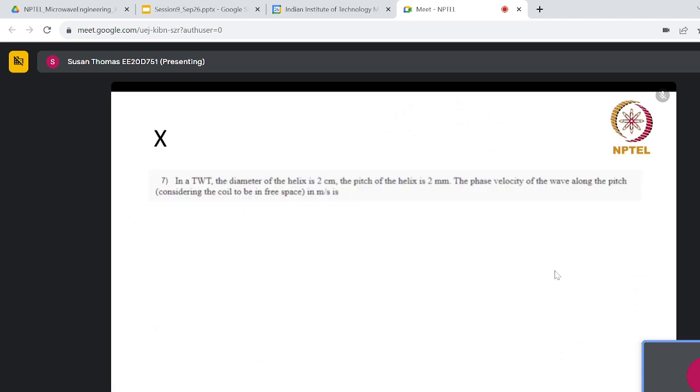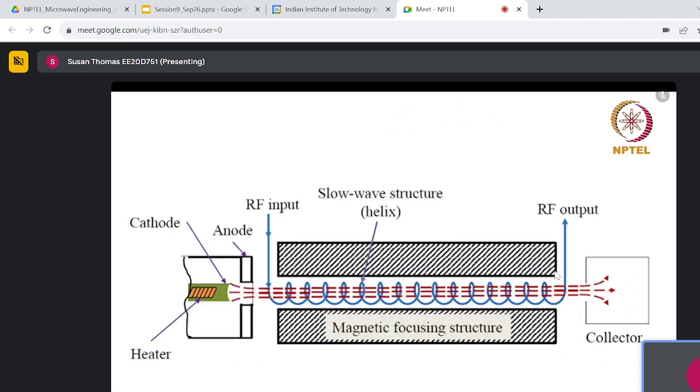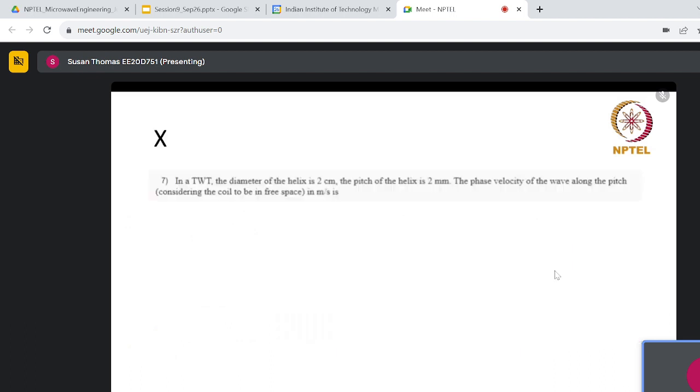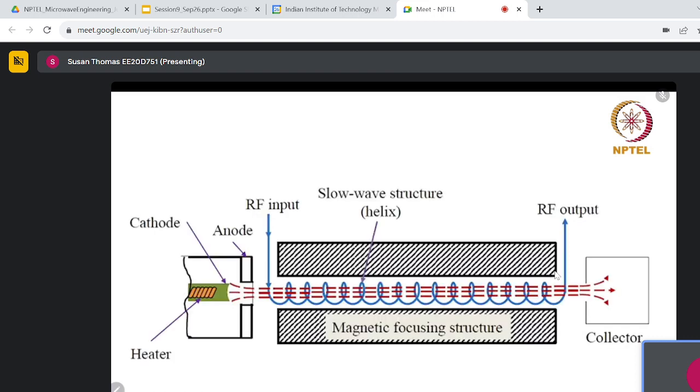Then next we have a question on TWT. So you see the structure of TWT, just to give an idea of what is the structure here. Okay, let me go to the question first. In a TWT, the diameter of the helix is 2 centimeters. So what do you mean by diameter of the helix? This is the diameter of the helical structure.